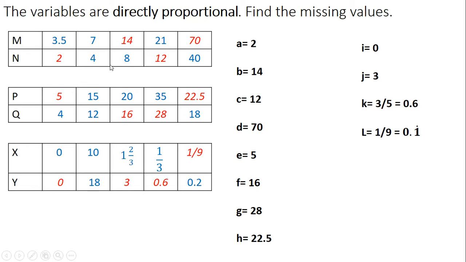We're dividing by 2. To go from 4 to 8, we're doubling, so we need to double. Here we've got timesing by 3, so we need to times by 3. So for direct proportion, when you multiply one value, the other one also multiplies by the same number.